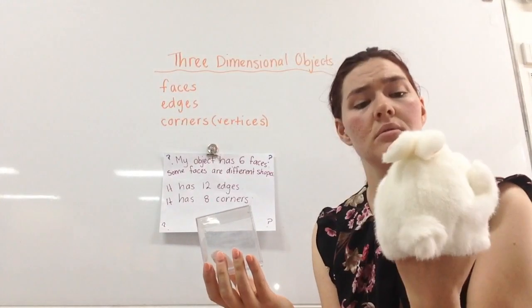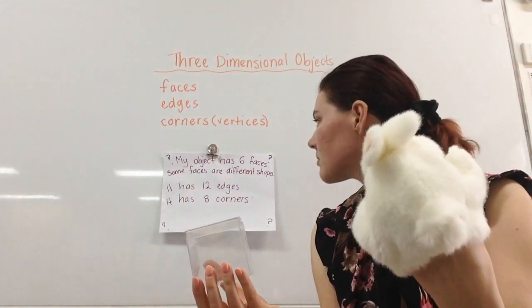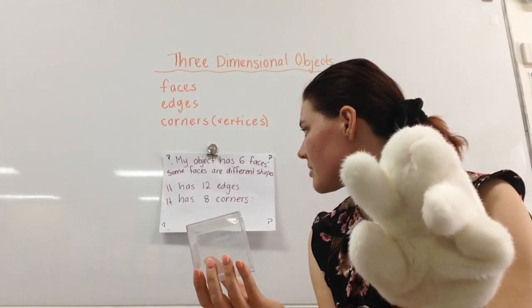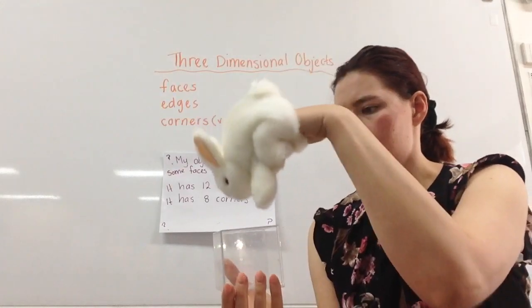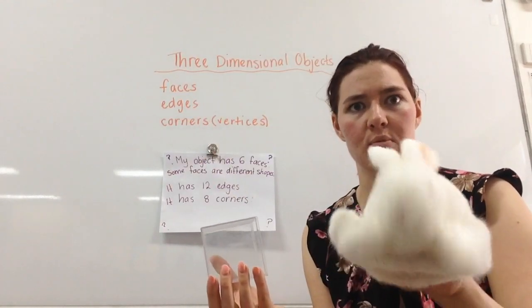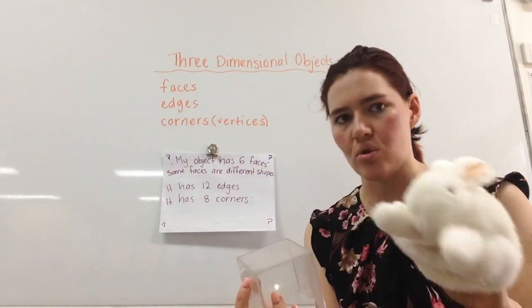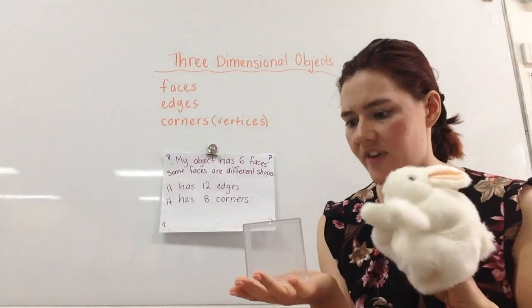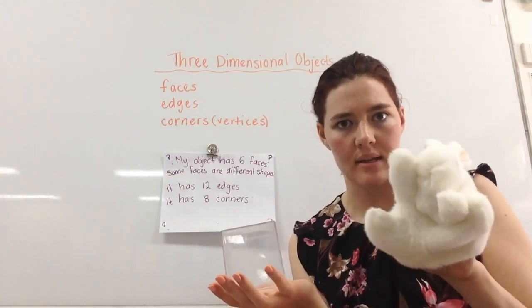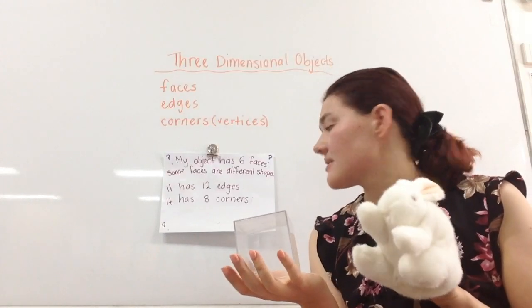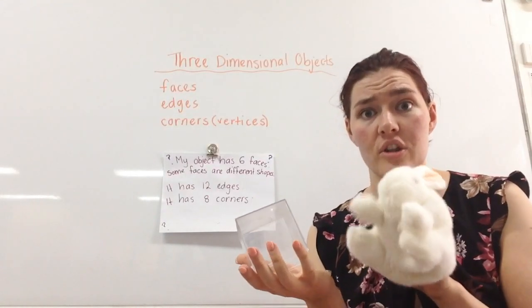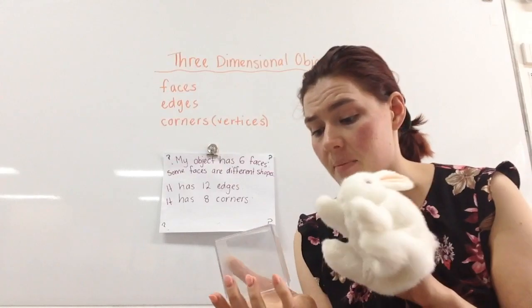Oh, hold on. Some faces are different shapes. I think he's worked it out. It can't be a cube because all of the faces on my cube are the same exact shape. But my instructions say that some faces are different shapes on the object that I'm describing, so it can't be a cube.